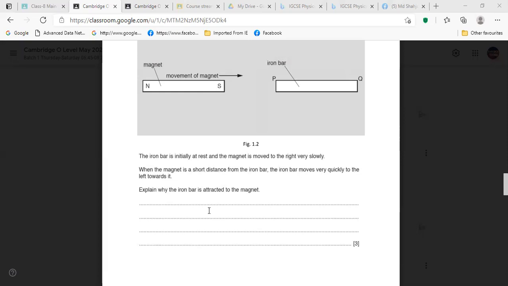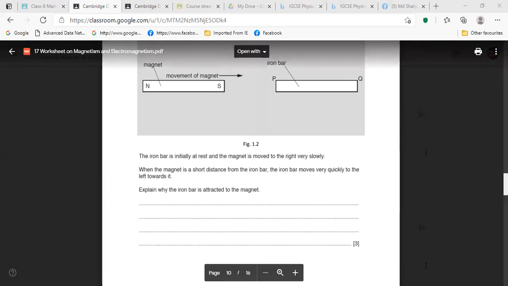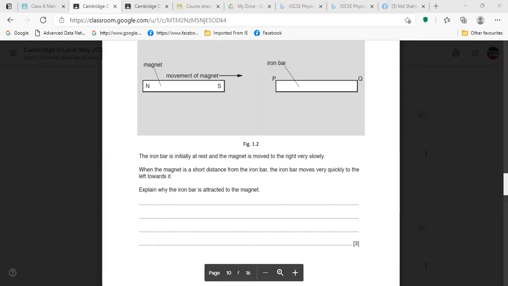Adrita, how many points you got? One or two. So what you got? Can you tell me? I got that iron is a magnetic substance. It gets attracted to the magnet because when it's brought closer to the magnet, the domains are arranged in a fixed direction.